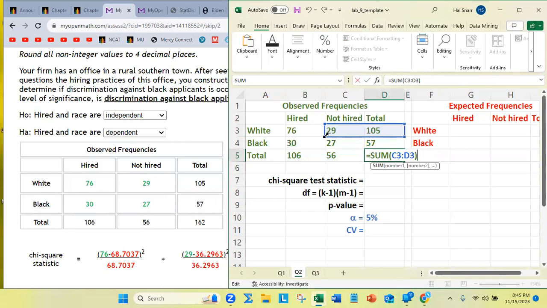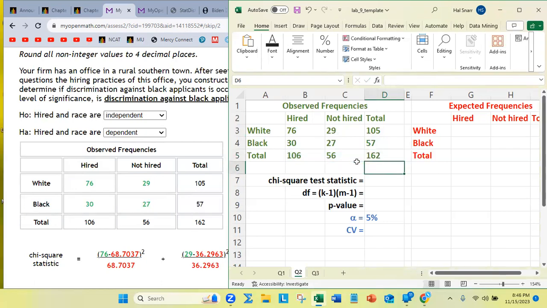And then you can sum those two column totals, you can sum these two row totals, or you can sum these 4 values in here. And each time you'd get 162. You get 162 for summing those 4 values, you get 162 if you were to sum the row totals, and you get 162 if you sum the column totals. Okay, we'll just sum the observed frequencies. 162. Okay.